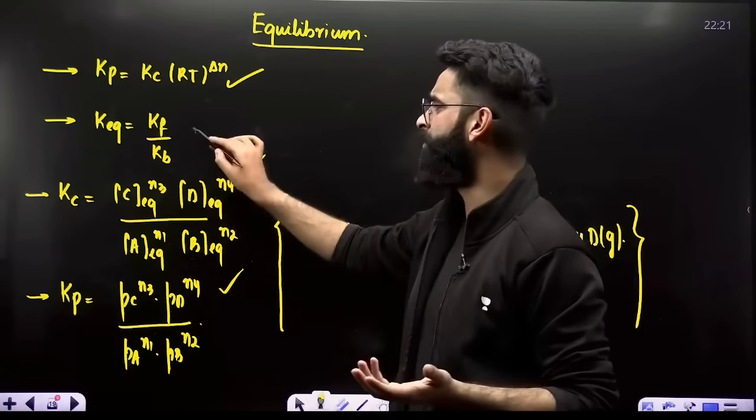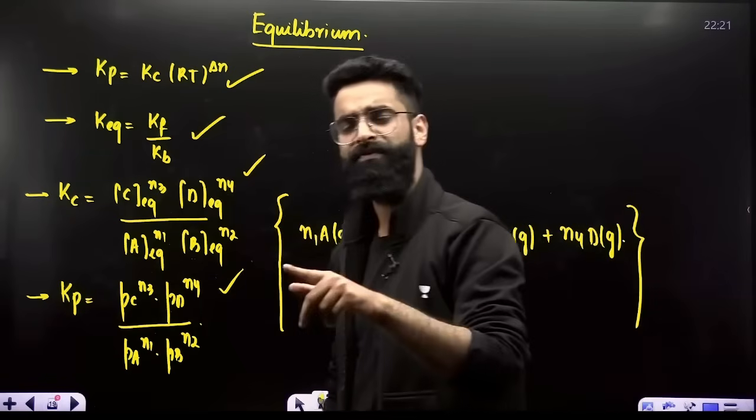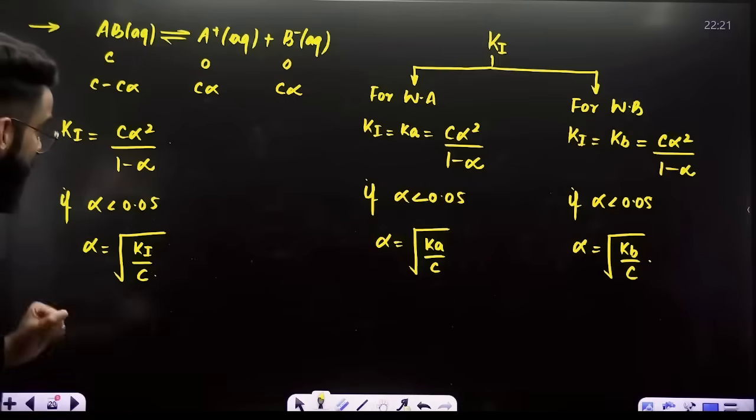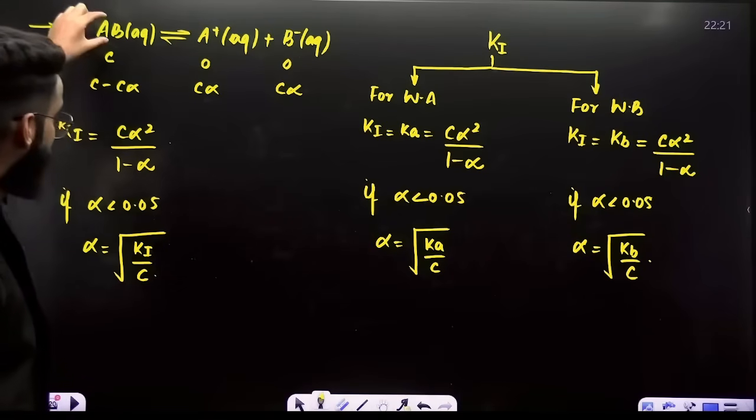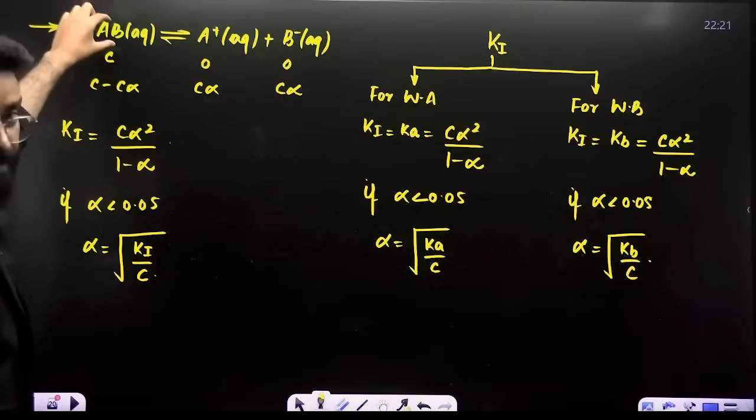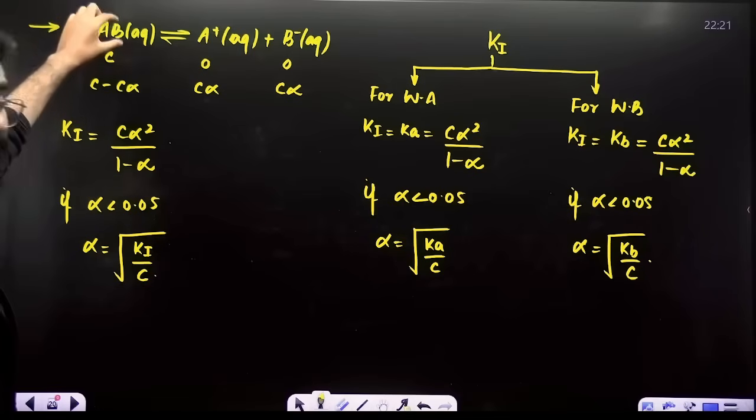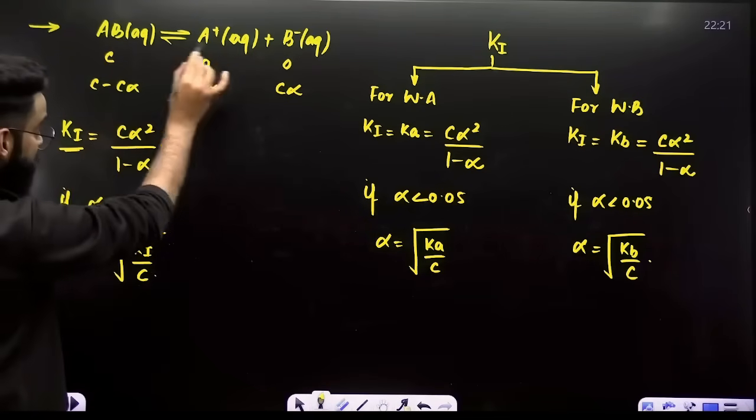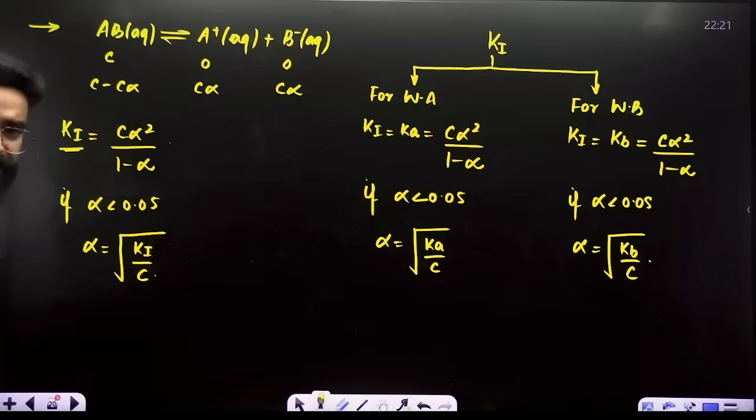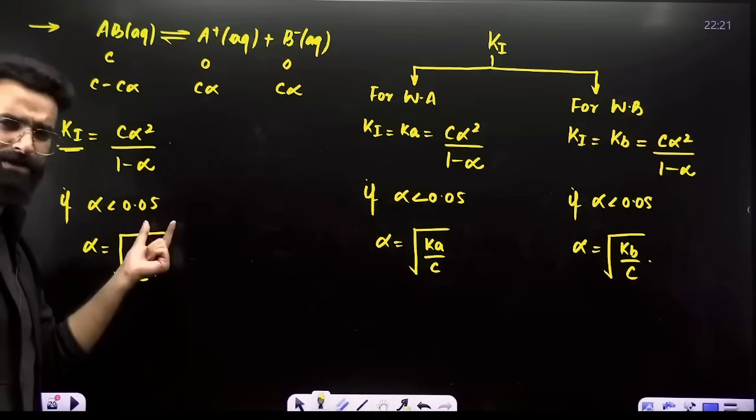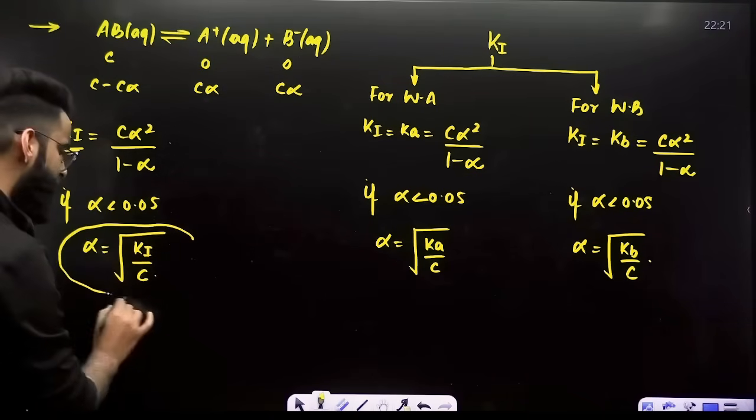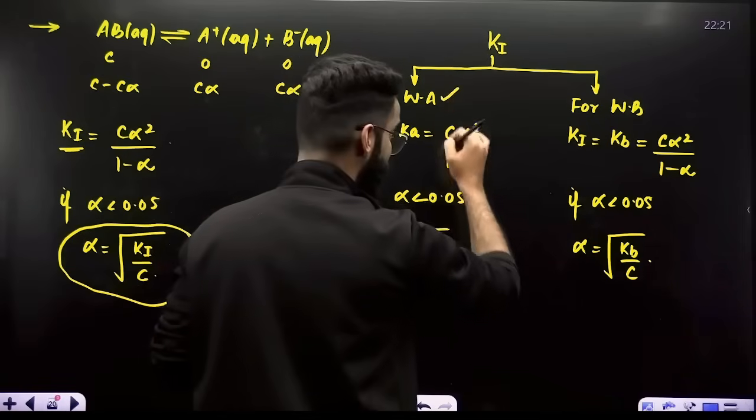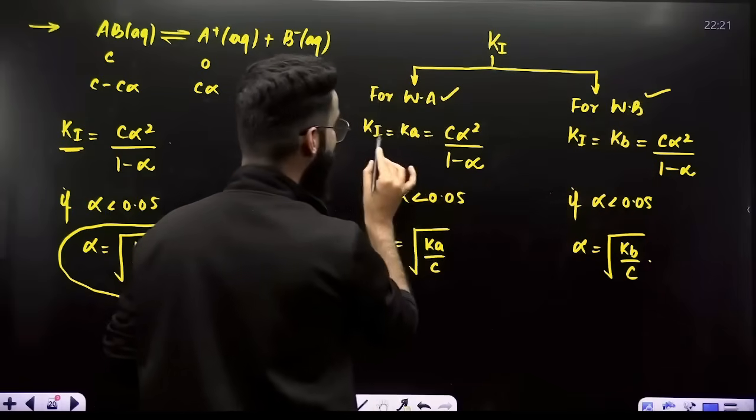Similarly, how do you calculate the equilibrium constant? It is equal to the rate constant of the forward reaction divided by the rate constant of the backward reaction. Now, imagine this is a weak electrolyte. How do you calculate the ionization constant of the weak electrolyte, which undergoes a dissociation like this? It is C alpha squared divided by 1 minus alpha. And if alpha is less than 0.05, this is the way by means of which you can calculate alpha at that time, right?